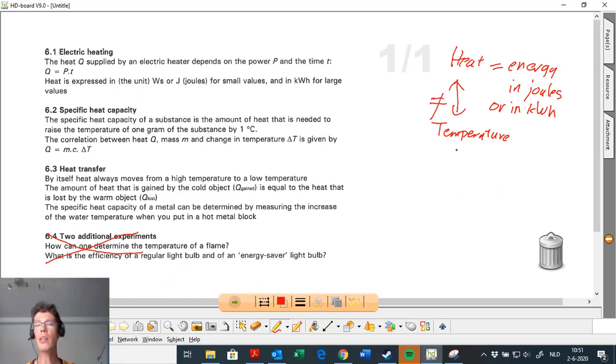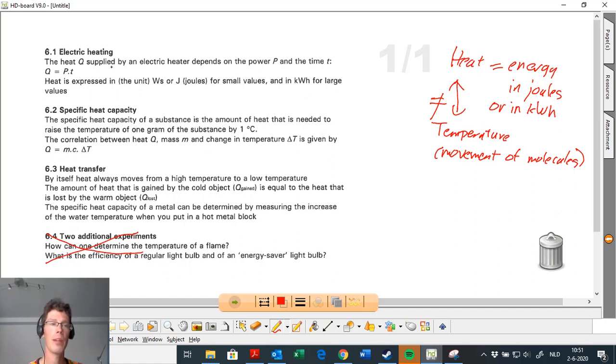Heat is energy, temperature is more of a measure for the movement of the molecules. The faster they are moving, the higher the temperature. Part of the goal was to find out how exactly these two are related mathematically, and therefore we first have to look a little bit more at heat by itself.